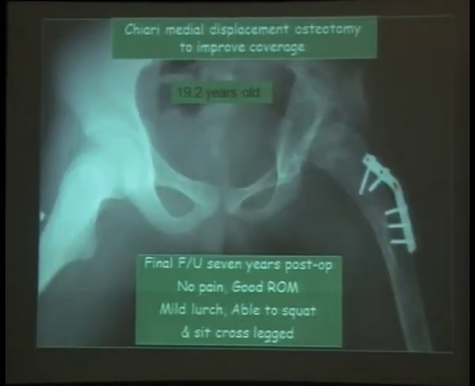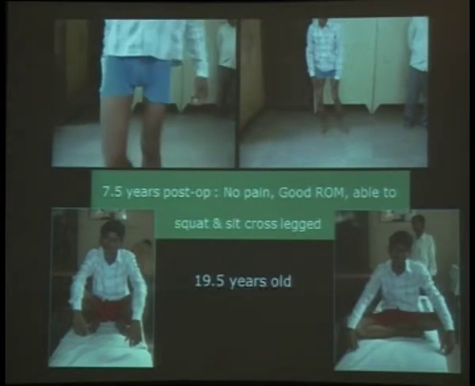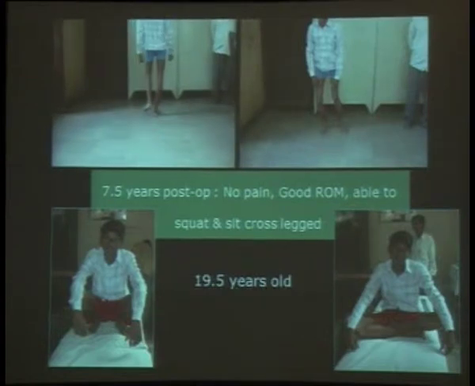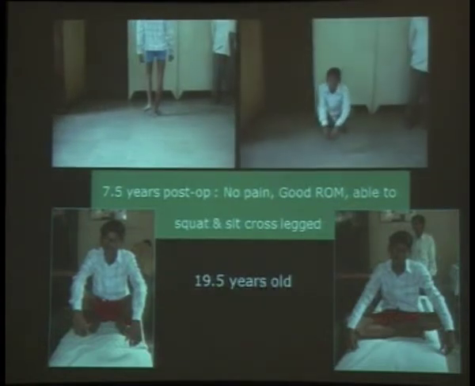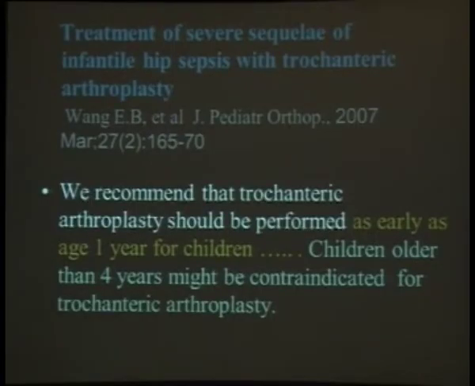He had a cardiac osteotomy to improve coverage. So medial displacement osteotomy. This is 7 years follow-up, no pain. He has good range of motion, mild lurch. He is able to squat and sit cross-legged. Here he is walking. And he is able to squat down. This is an exceptionally good result. It doesn't occur every time we do trochanteric arthroplasty.